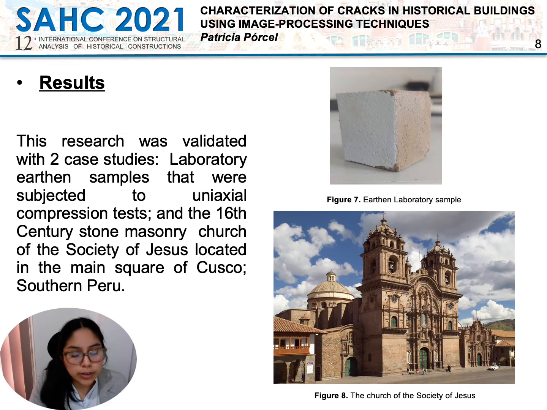We will now talk about the results, and we will see two case studies where this research was validated. The first study was the laboratory earthen samples that were subjected to uniaxial compression tests. And finally, we will see a case study with the 16th century stone masonry church of the Society of Jesus located in the main square of Cusco in Peru.